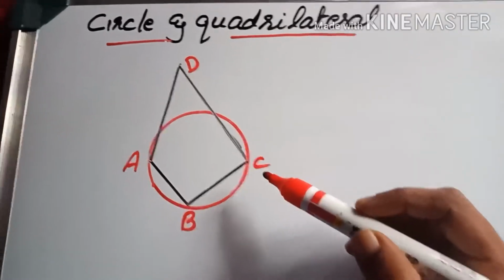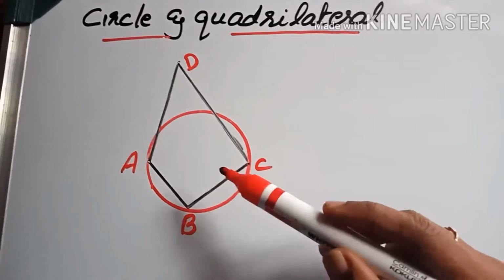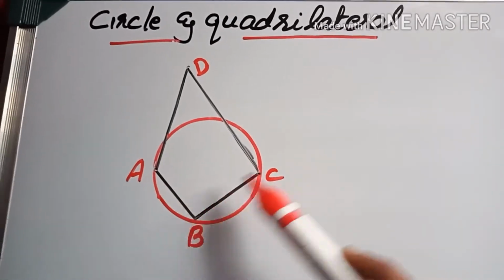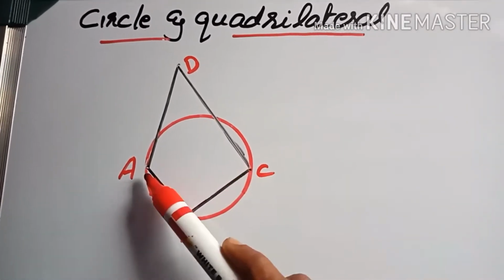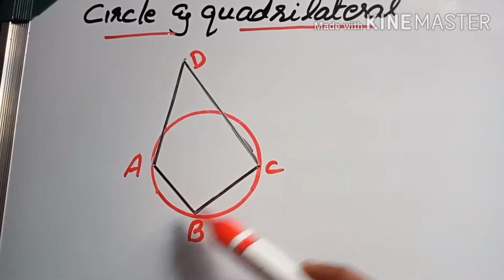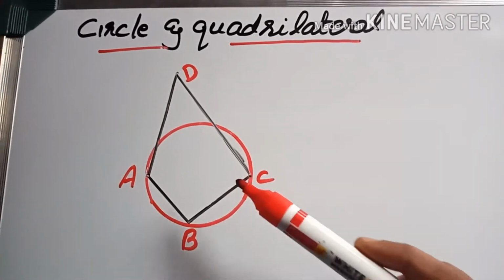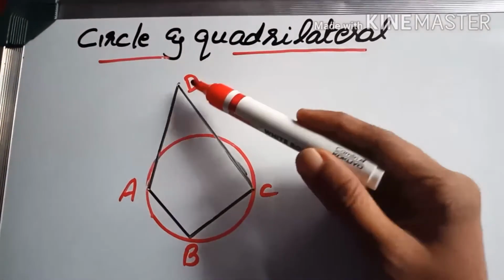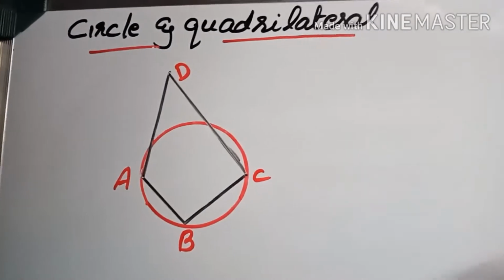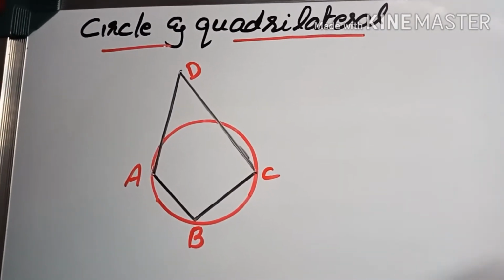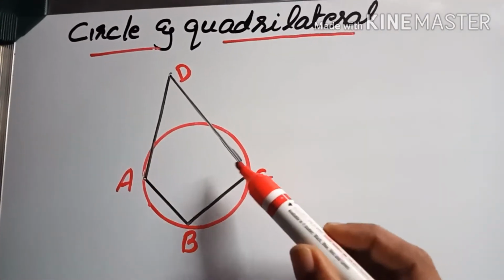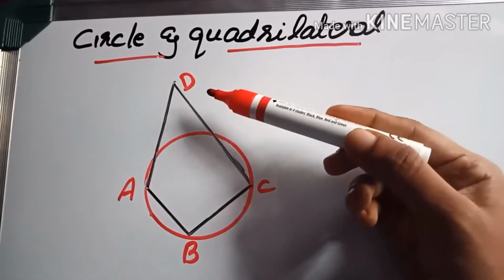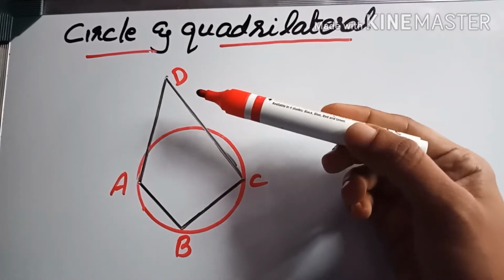Look into this figure. Here you can see that for the quadrilateral ABCD, three vertices are on the circle. A is on the circle, B and C. These three vertices are on the circle, and one vertex is outside the circle. Vertex D is outside the circle. In the first section, we learned that through the diameter, if one angle is outside the circle, that angle will be what? Acute angle, that we learned.